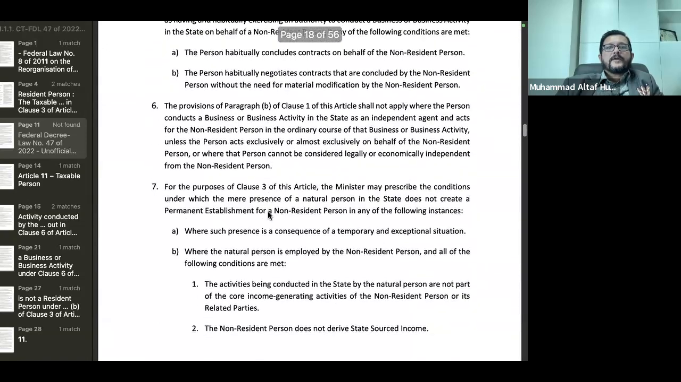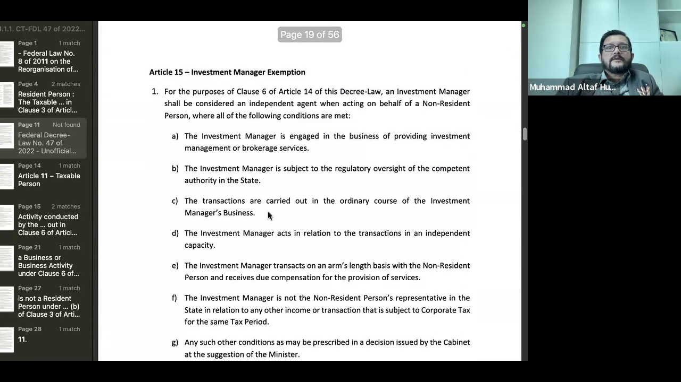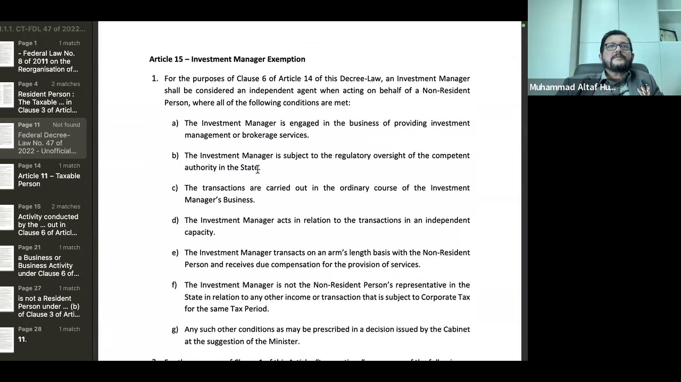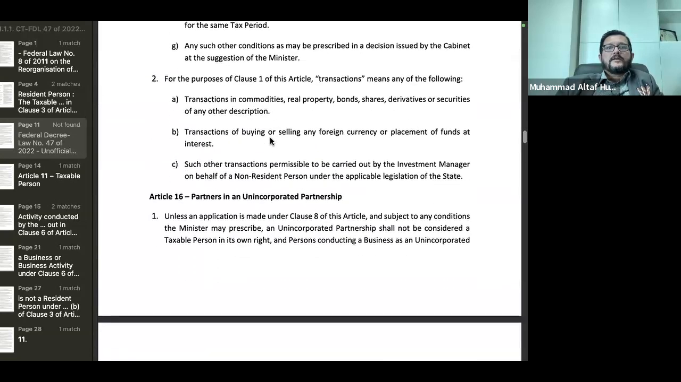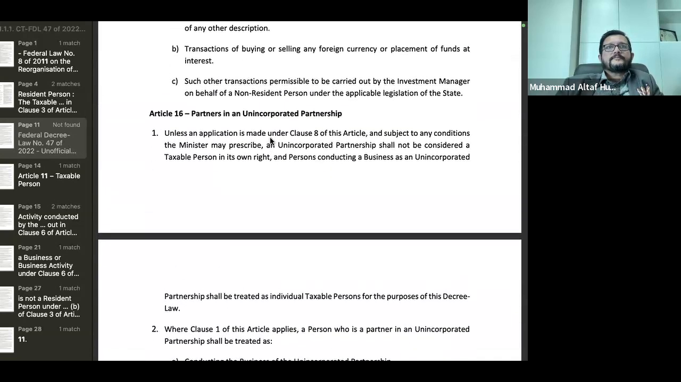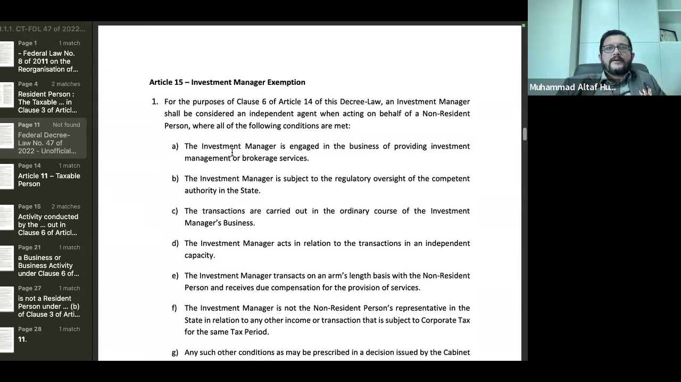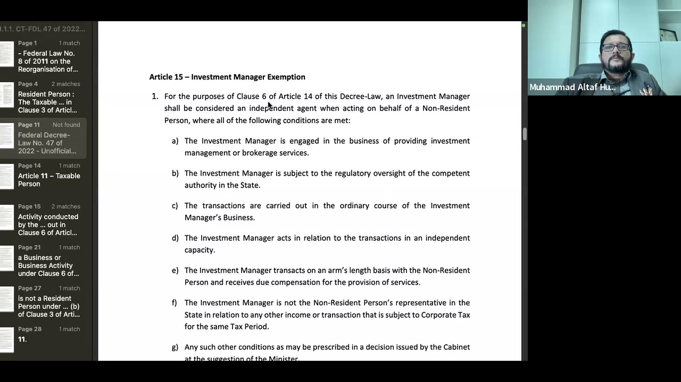What was 15? Investment managers exemption. What is the concept of this? Do you understand this? The agent. An investment manager by default will not become the permanent establishment of the investor. Okay. There are conditions mentioned here. Then 16. So how is this different? Like now, if an investment manager is operating inside a free zone, then it will come under the policy. No. Okay. Read it. For the purpose of clause 6 of 4, investment manager shall be considered an independent agent.